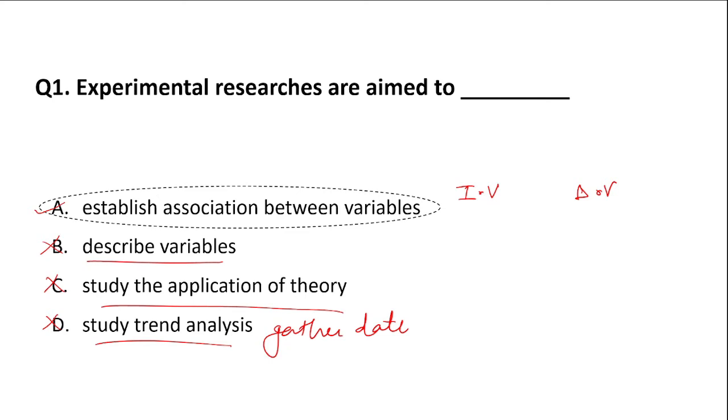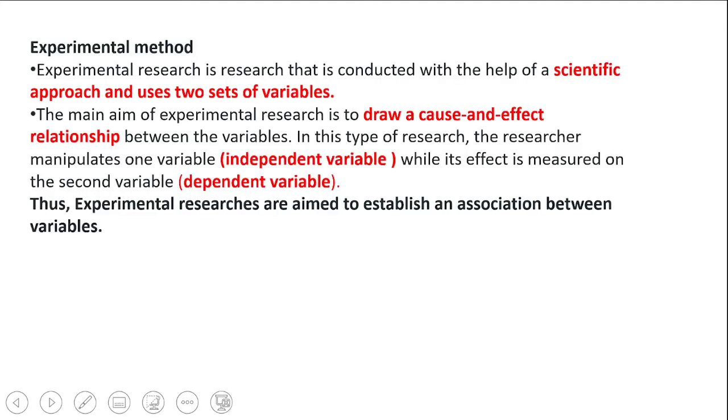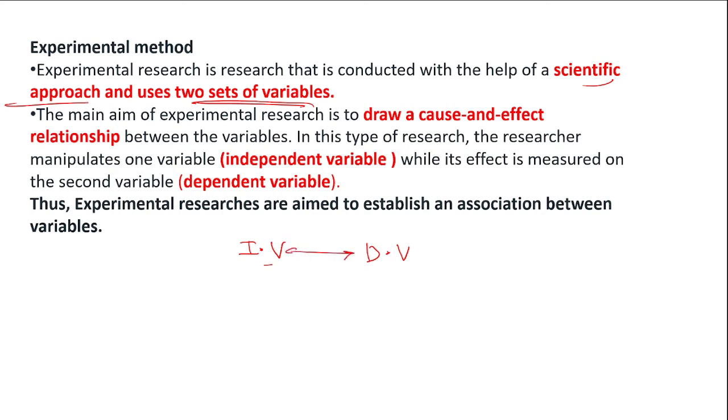So let's see what is experimental research and what is the aim of experimental research in detail. So experimental research is a scientific approach and it uses two sets of variables, that is again independent variable and dependent variable. Again, how they depend on each other, we have to find the relation between these two variables. So the main aim of experimental research is to draw cause and effect relationship between the variables.